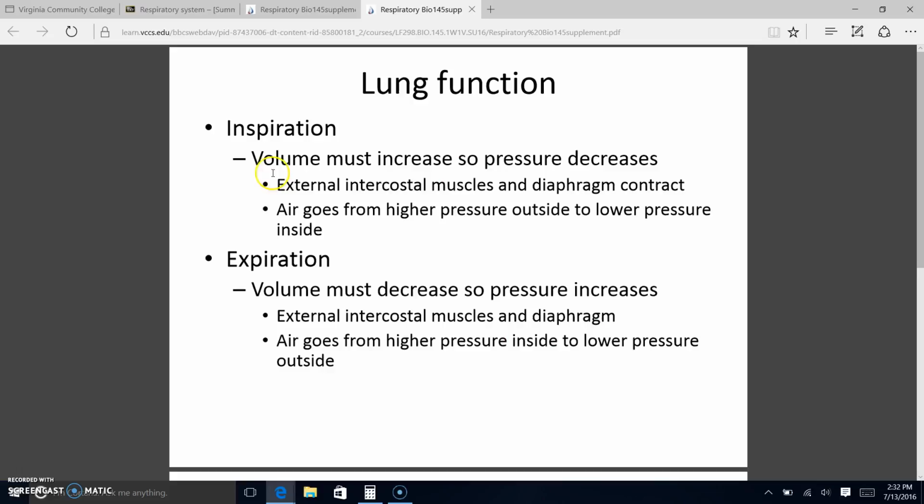When I change the volume, it affects the pressure. Again, the bottom line is I need to change pressures because air always moves from high pressure to low pressure. So if I'm bringing air in, I need the air pressure to be higher on the outside, so it will go to the lower pressure inside. When I want to push air out, I need to make the pressure on the inside higher than the outside, so the air will go back out. And I do that by changing the volume. I change the volume by contracting muscles.